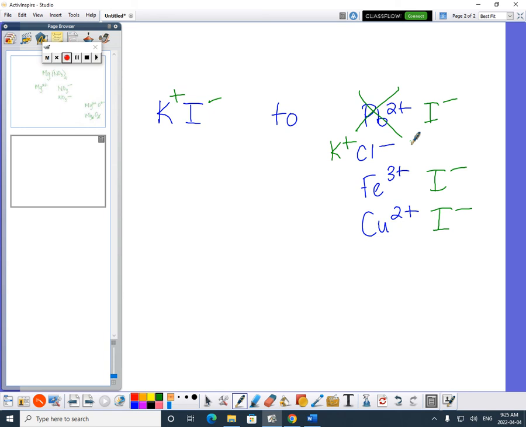So again, another way to determine the identity of something is to use color. If you have a solution that makes a solid with lead, it'll be yellow. If you have a solution that makes a solid with chloride, it'll be white. If you have a solution that makes a solid with iron, it'll be red.